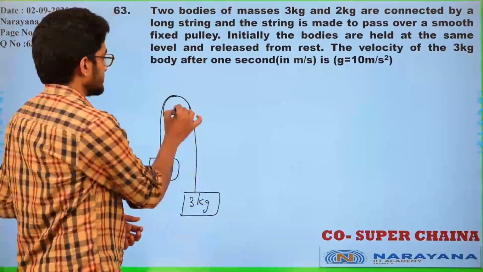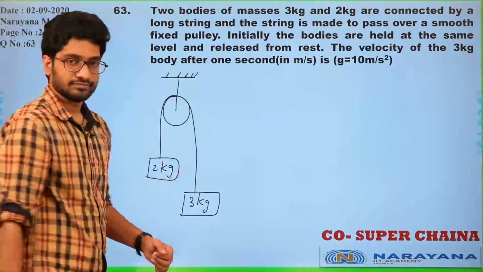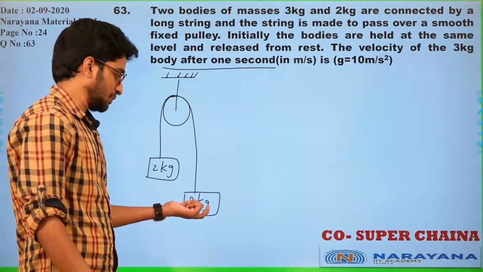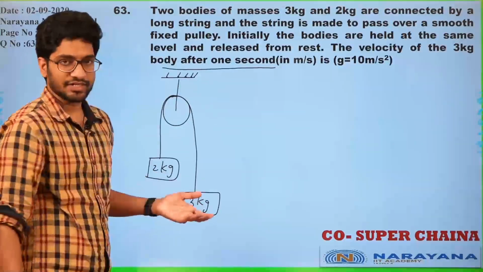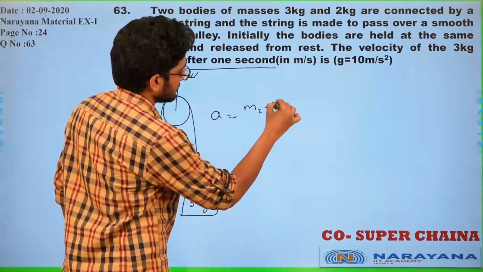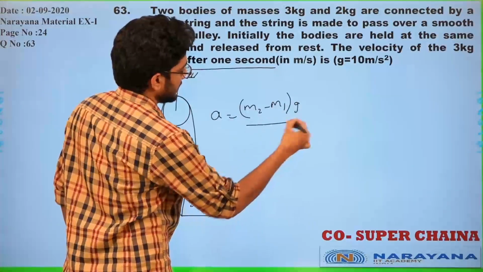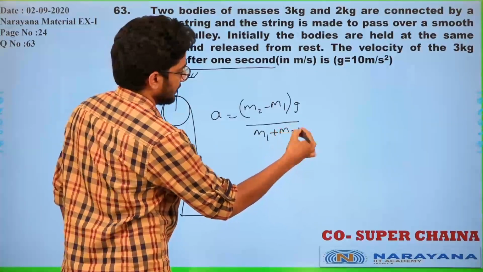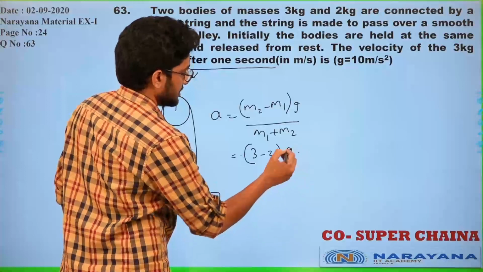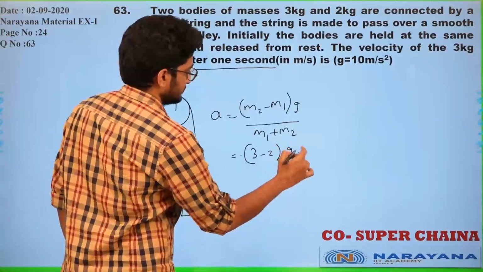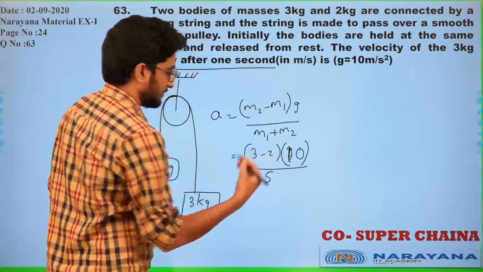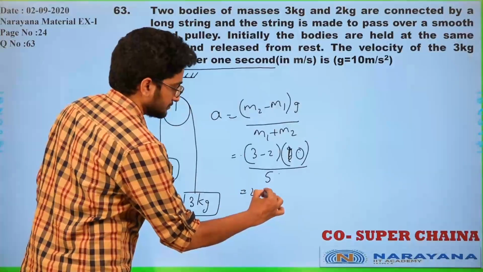So what happens? Because of the force there is an acceleration, and you need the velocity of the 3 kg body after 1 second. We just need the velocity of this body after 1 second. So first let's find the acceleration when they are released. How do you find acceleration? Acceleration is simply (m2 minus m1) into g by (m1 plus m2). Net force by total mass. So I get the acceleration as (3 minus 2) into g, g let's take 10, so m1 minus m2 into g by m1 plus m2, where m1 plus m2 is 5. So simply its acceleration is 2.